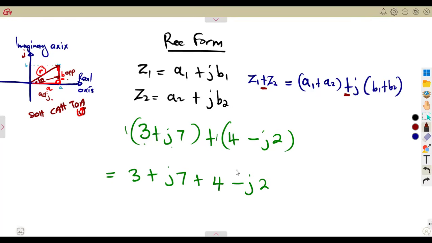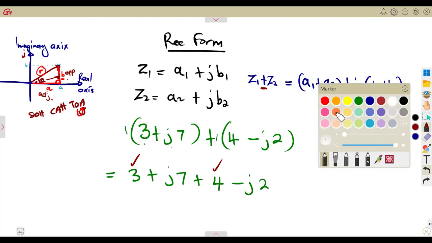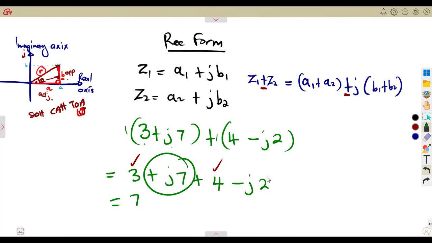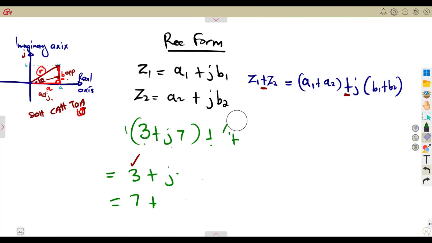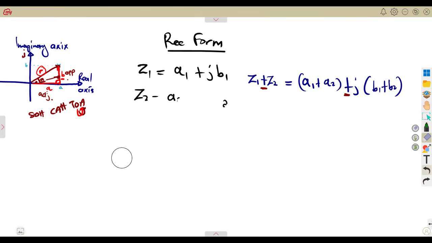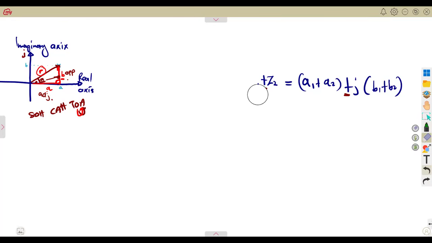So what are you going to do? You're going to take the real terms together. Adding and subtracting, it's real terms on their own. So you add, which is going to be 7. The imaginary on their own: this is going to be 7 minus 2. Remember, there's a minus there. So it's 7 minus 2, which is 5. So that's J5. This is a normal simplification that you are used to. So for addition and subtraction, consider that you work your numbers in rectangular form. They'll be easier.